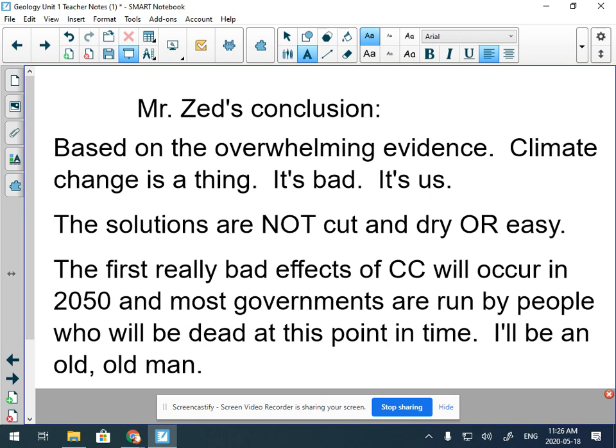It's my opinion that getting out of this mess is not going to be easy, and it's not cut and dry. It's my opinion, based on reading all of the data, that the first really, really bad effects of climate change are still decades away. We're heading towards it. We haven't done enough to avoid this future.